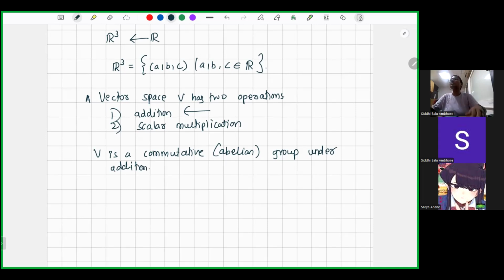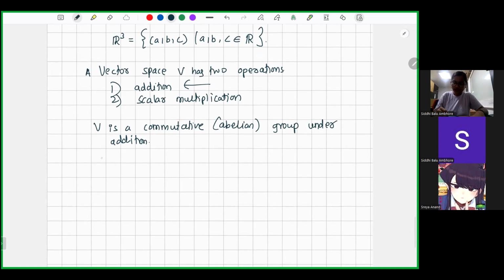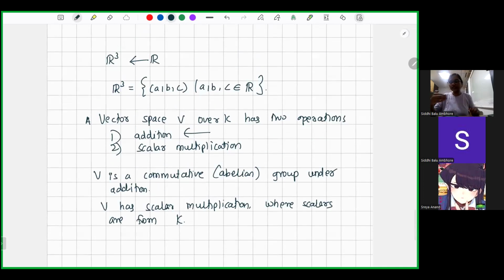Okay, so you know the group properties. The addition has those, and second is that we have scalar multiplication, and V has scalar multiplication coming from where scalars are coming from, over K, okay? Coming from this K.